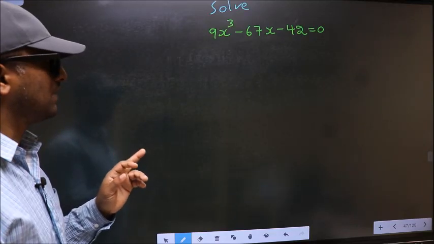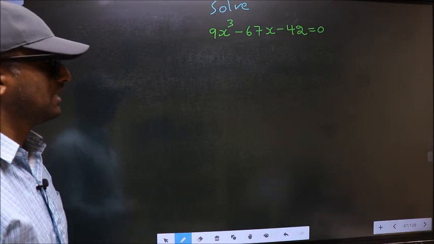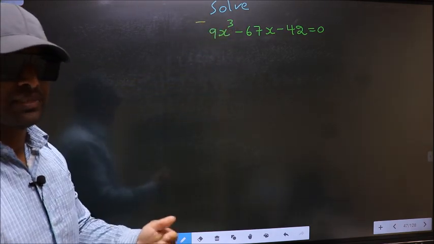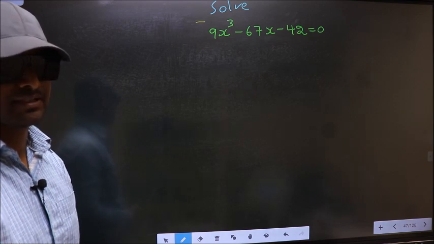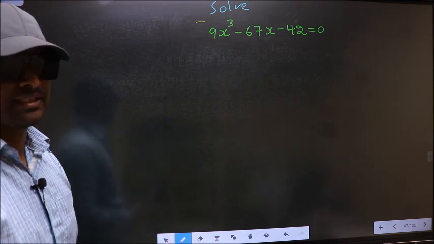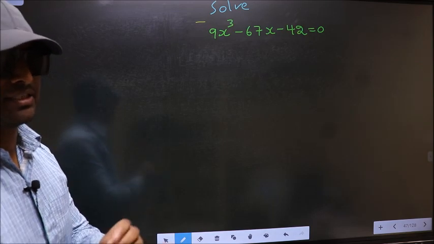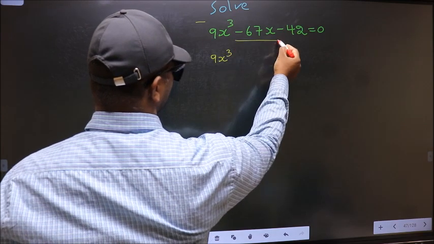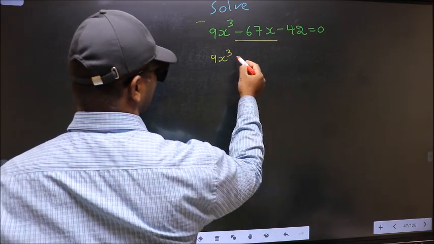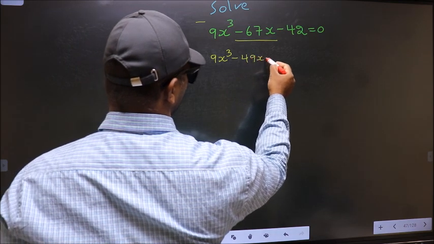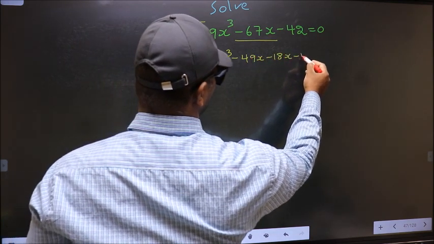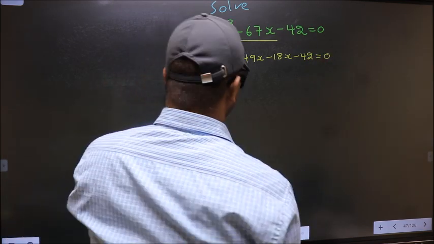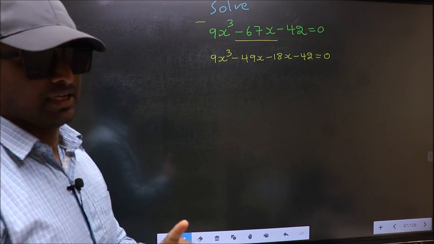Solve 9x cube minus 67x minus 42 equal to 0. Here they told us to solve, which means we should get the values of x. For that, we have to change the x term. What I mean is, see, 9x cube, in place of minus 67x, now I write minus 49x minus 18x minus 42 equal to 0. This is your step 1.